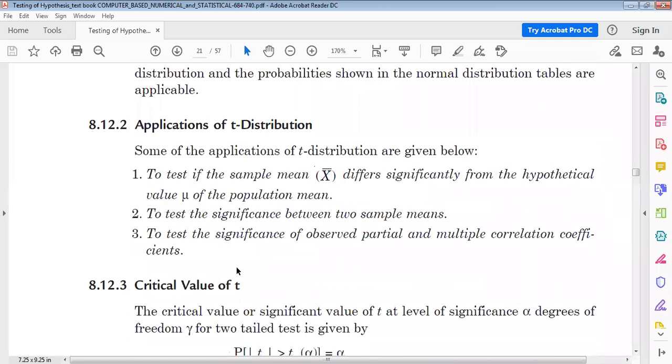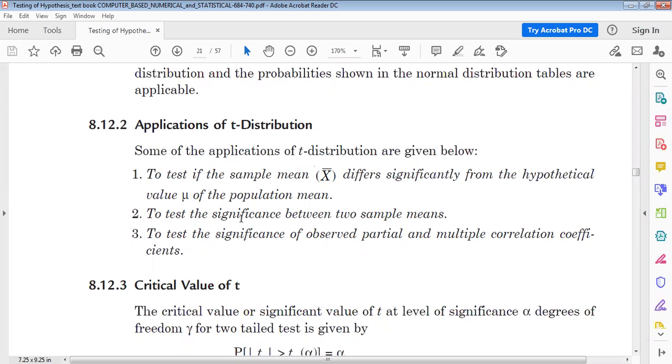Now, applications. There are various types of applications of the Student's t distribution. Some of the applications are given here. First, to test if the sample mean x bar differs significantly from the hypothetical value mu of the population mean. Mu is the population mean, and x bar is the sample mean. Remember it, there are two types of mean: x bar is the sample mean, and mu is the population mean.